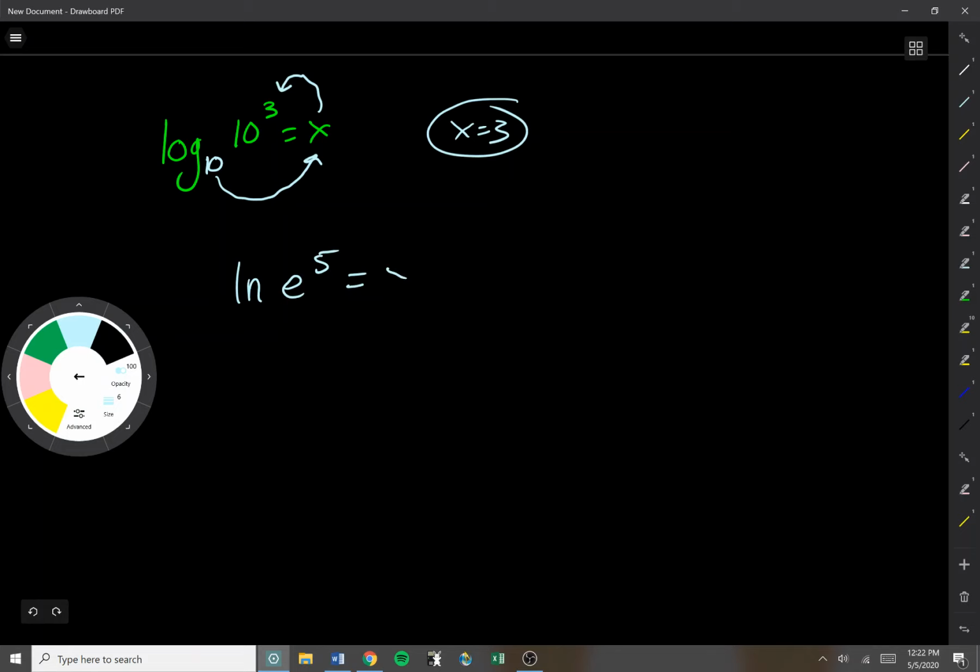So if you have the natural log of e to the 5th and you want to know what that equals, well, the base here is e. If you have ln, the base is e. So it's like we have e to what power is e to the 5th? The power is 5.